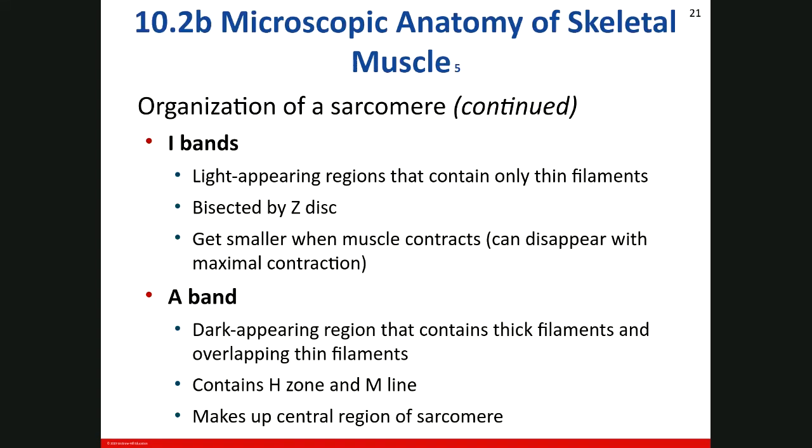So the organization of sarcomere are A band and I band. I band is the light appearing region which contains only thin filament, and we have Z disc in the I band. The I band becomes smaller when our muscle goes to contraction, and in maximum contraction we don't have I band. I'll show you the picture.